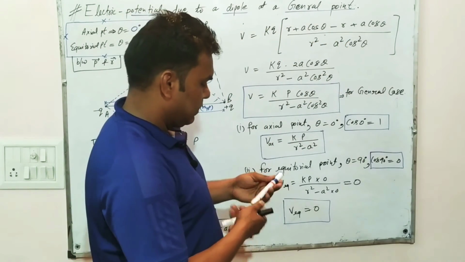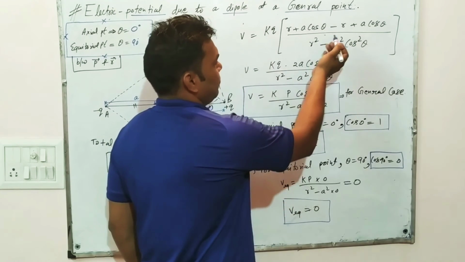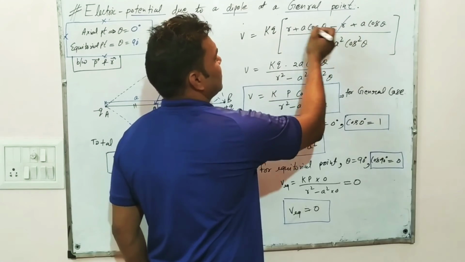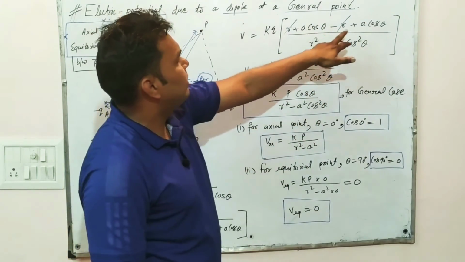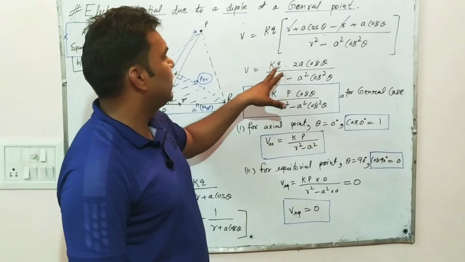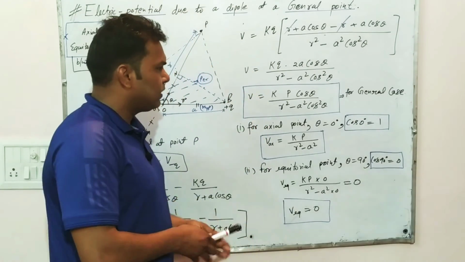So we have here R plus R and minus R, which cancel out each other. So we are left with A cos theta plus A cos theta, which is 2A cos theta. So V is equal to KQ into 2A cos theta. Clear?